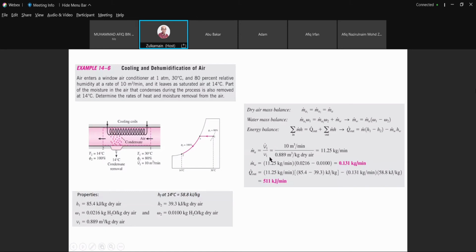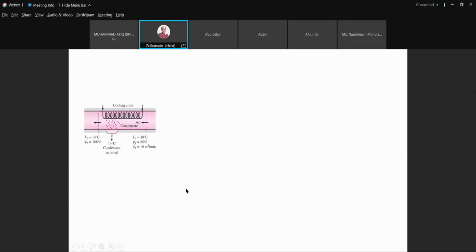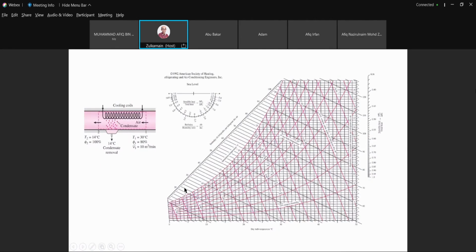How to get the v1? So everything in here is from the psychrometric chart. Okay? Everything that we are putting right here, everything we get from the psychrometric chart. Okay, guys? So that is Q out. And then to get the actual value, it is from the psychrometric chart, and this is what I sketched.